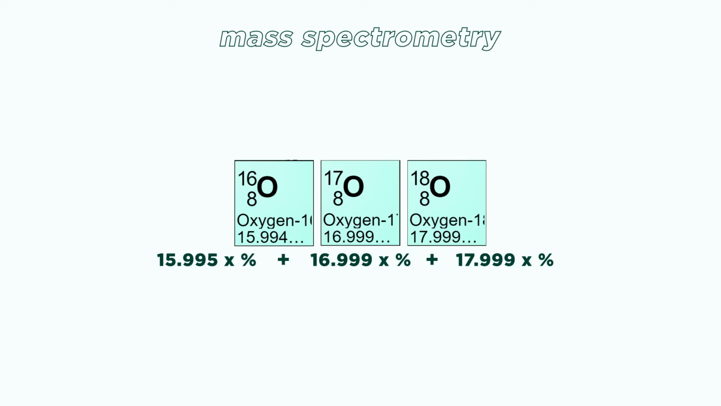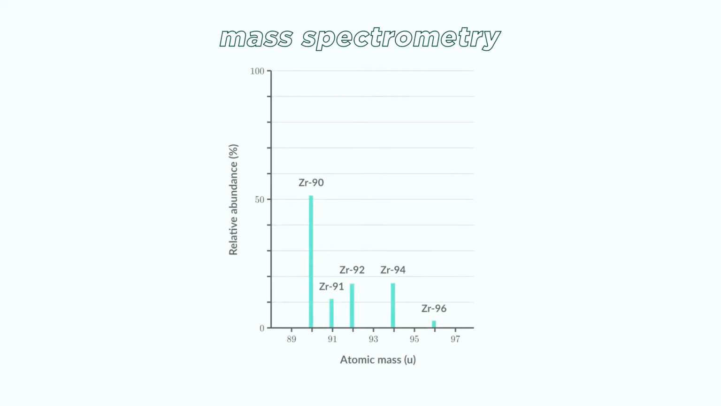Percent abundances of different isotopes are found using mass spectrometry. A mass spectrometer takes a sample of an element and separates atoms by their mass. It then outputs a mass spectrum showing the percent abundance of each isotope.